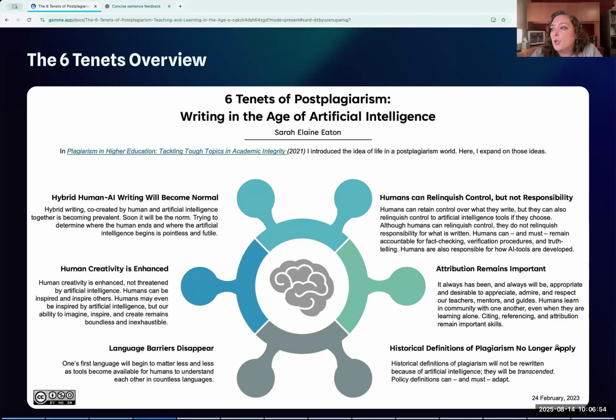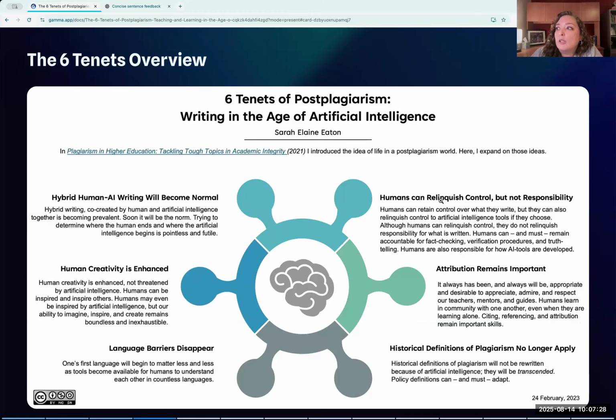Historical definitions of plagiarism no longer apply. So historical definitions of plagiarism will not be rewritten because of artificial intelligence. They will be transcended. Policy definitions can and must adapt. Attribution remains important. It's always been and always will be appropriate and desirable to appreciate, admire, and respect our teachers, mentors, and guides. Humans learn in community and with one another, even when they are learning alone.